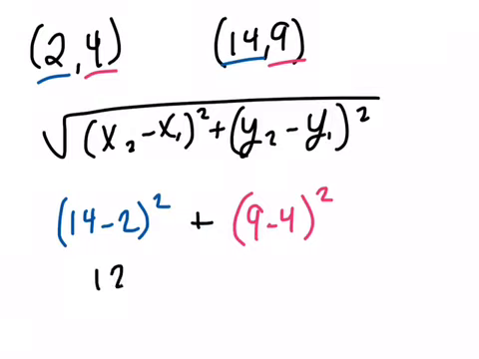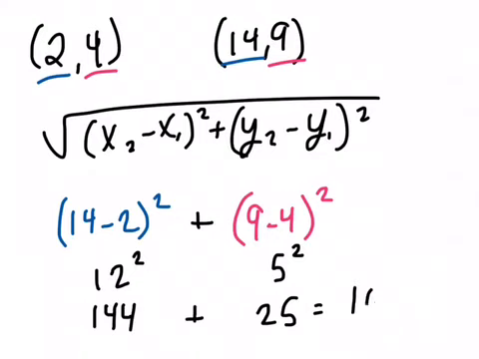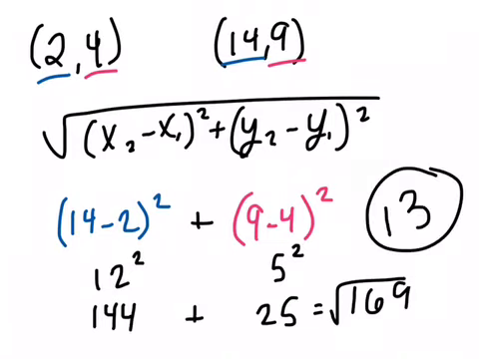So 14 minus 2 is 12 squared, which is 144. 9 minus 4 is 5 squared, which is 25. We'll add these together, which is 169, and then our last step is square root. And there's a few things we could do. We could simplify it in radical form if it's not a perfect square. In this case, it actually is a perfect square. The square root of 169 is 13, so that line was 13 units long.